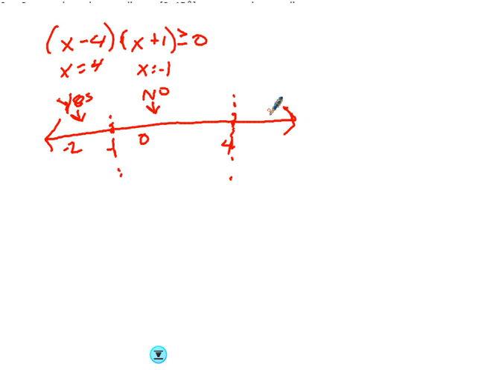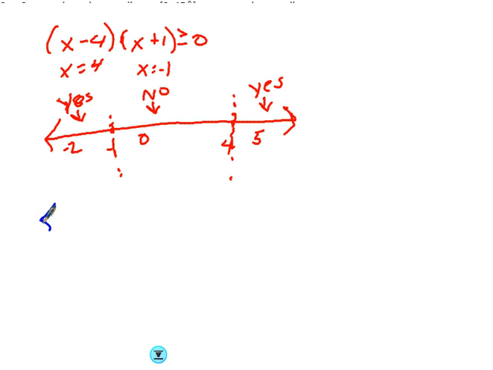And then the last part right here, you might want to test out something bigger than 4. I'm going to test out 5. So 5 minus 4 is positive. 5 plus 1 is positive. Positive times positive is positive, and positive is true. So we'll say yes on that one as well. That should be in the solution set. So your final answer is anything that's negative 1 or smaller and anything that's 4 or larger.